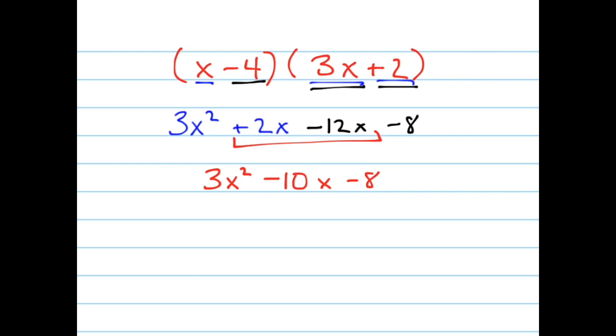You may hear this process called FOIL, and it stands for firsts, which refers to the first term in each, which I multiply together. Then the outsides, which is the two outside terms that I multiply together. So that was 3x squared and then 2x. The I stands for inside, which is the two inside terms here. Those multiplied together gave me the negative 12x. And the L stands for last, which gave me the negative 8.